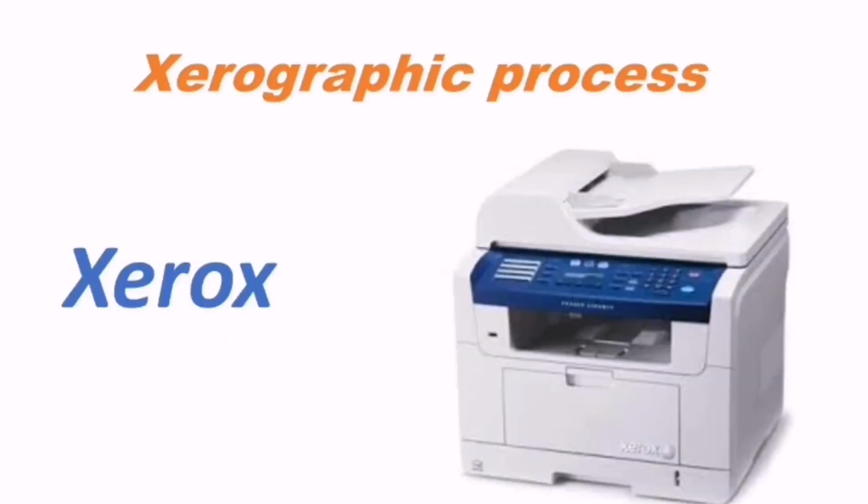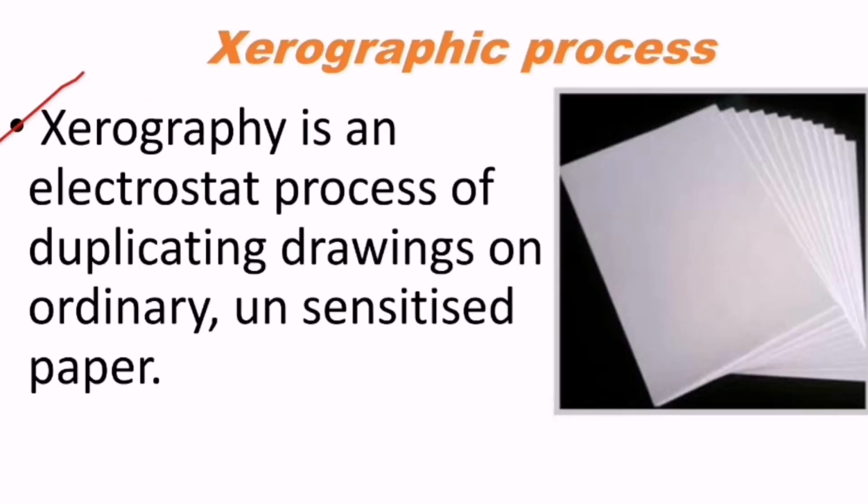The next process is the xerographic process, that is nothing but Xerox. This is a very common word we can understand. Nowadays we use these Xerox machines to take more photocopies. Xerography is an electrostatic process of duplicating drawings on ordinary, unsensitized paper. We'll take A4 size normal papers.